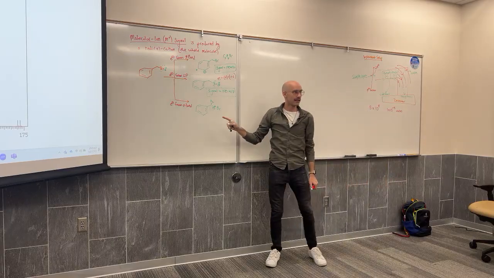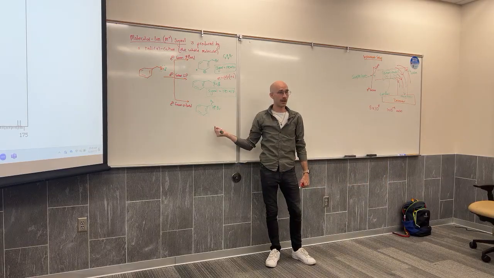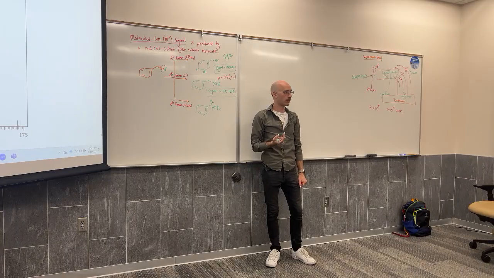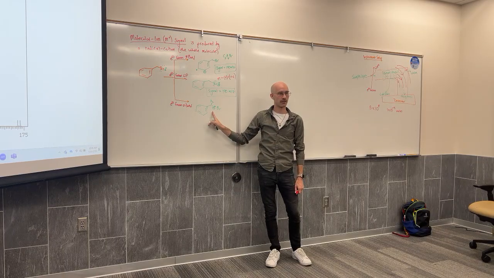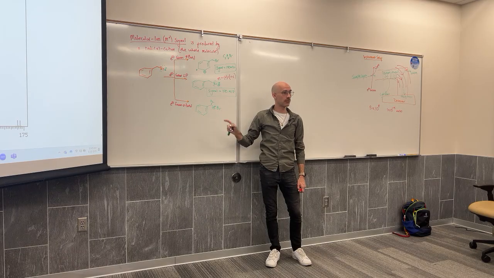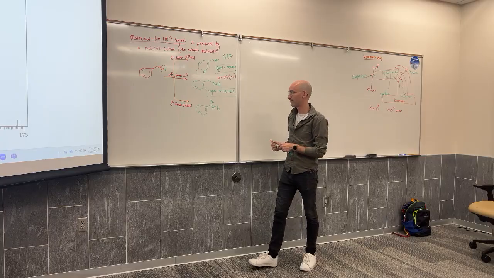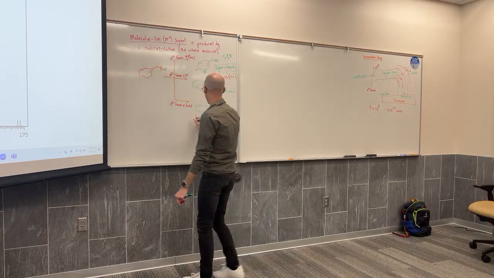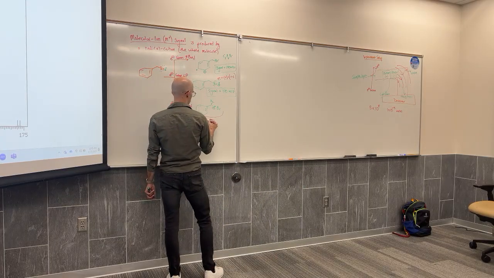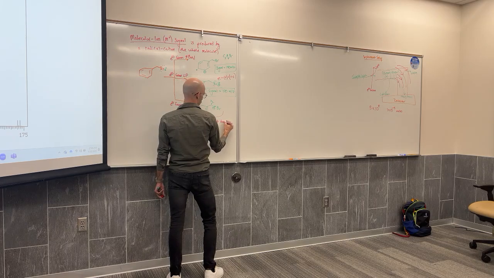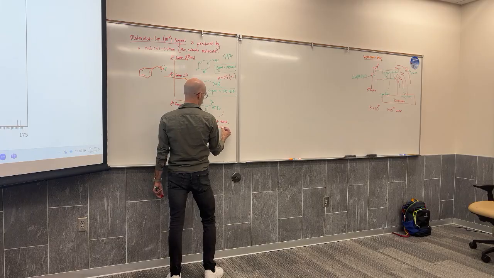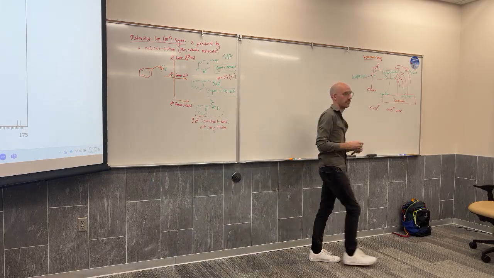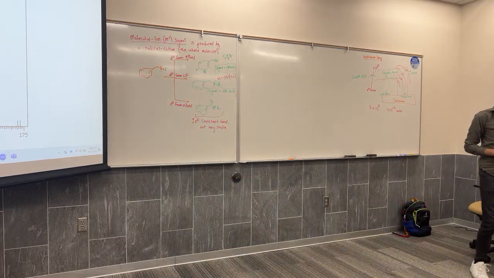We say that sigma bonds, covalent bonds, are 2 electron bonds. How many electrons in this bond? 1. That's a 1 electron covalent bond. How stable do you think that is? Not very stable. 1 electron covalent bond. Not very stable. It can form. It does form. It's not very stable.